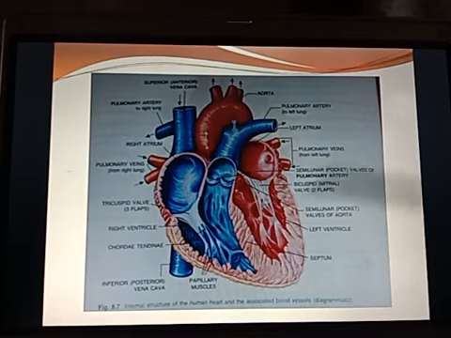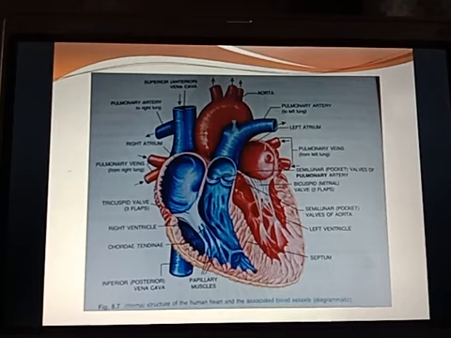So this structure basically shows the various chambers and how they look from inside, the various valves that prevent the backflow of blood, and the various separations present between the chambers, that is the two ventricles, and the ventricles and the auricles, that are being shown over here.